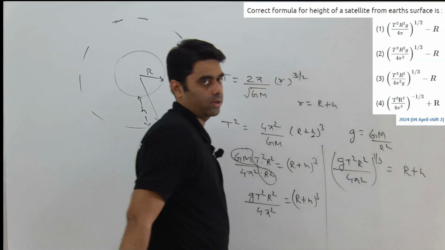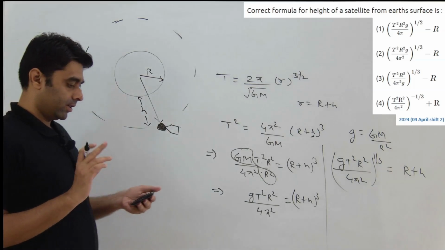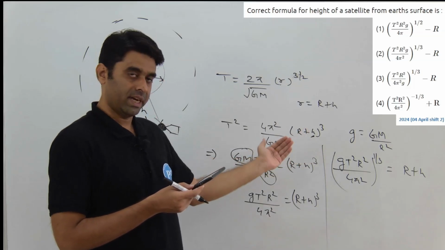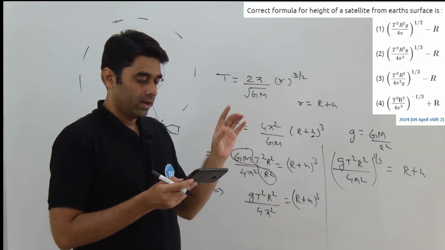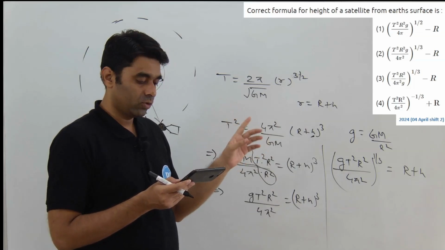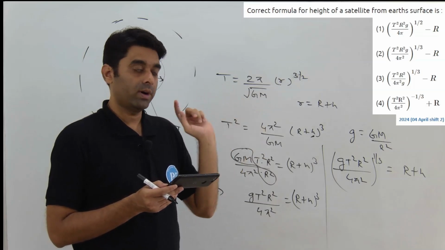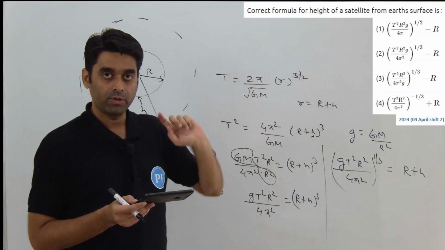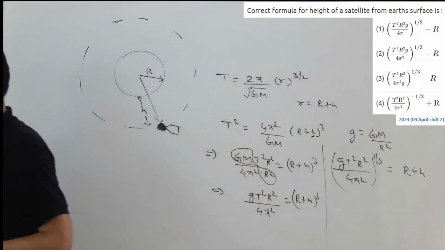I think you got the answer. You can check the options. Let's check which one it will be. h value will be, minus R will come on the LHS side. Which option are we having? T square R square g by 4 pi square whole power 1 by 3 minus R. This will be option number 2. So option number 2 will be our correct answer. Let's move ahead.